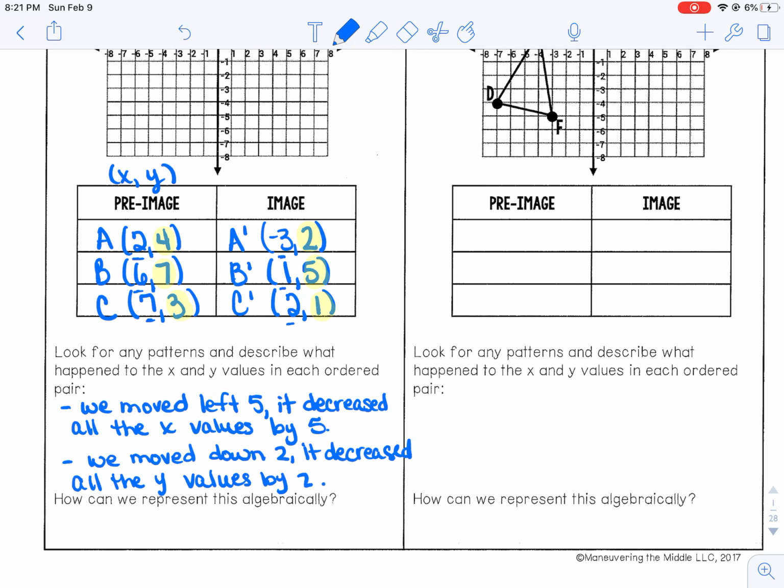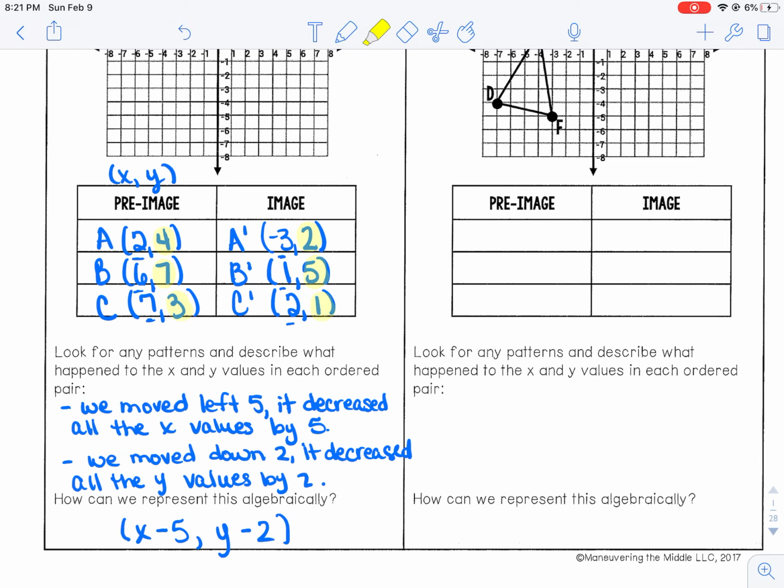So there is a way that we can represent all this algebraically, and what we do is we write it as an ordered pair, but we're going to give ourselves some little room. We're going to take our x value and we're going to subtract it by 5. We will take our y value and we will subtract 2. That's how we would write it algebraically. So let's see if that works.